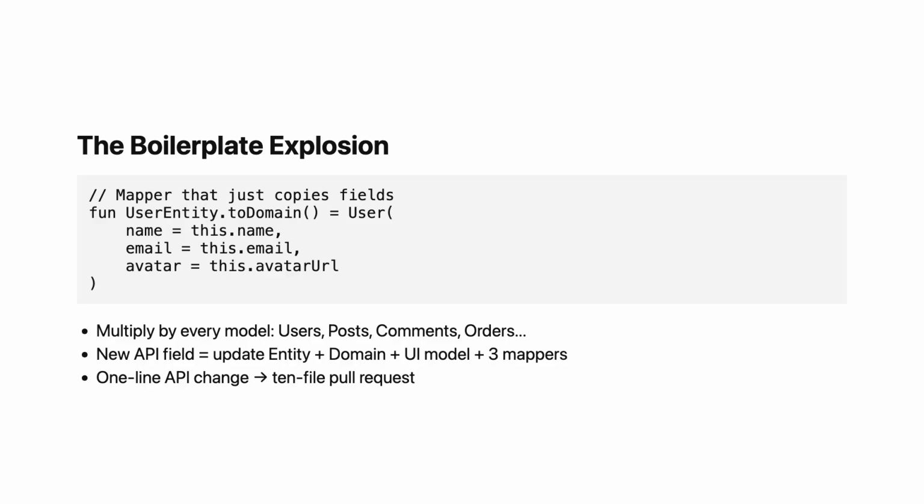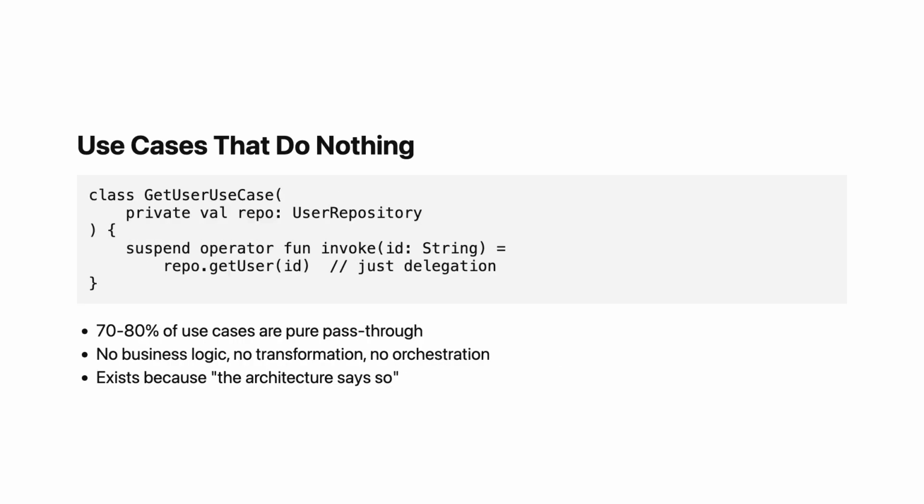Now let us talk about use cases. In clean architecture, the use case is supposed to encapsulate your business logic. Get user use case, create order use case, process payment use case. In theory, this is where the interesting stuff lives. In practice, on most Android apps, the use case looks like this: a class with a single invoke function that calls repository.getUser and returns the result. That is it. No business logic, no transformation, no orchestration, just a pass-through. Why does it exist? Because the architecture says it should.